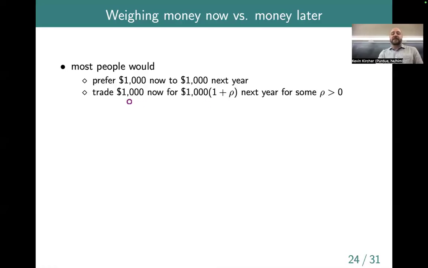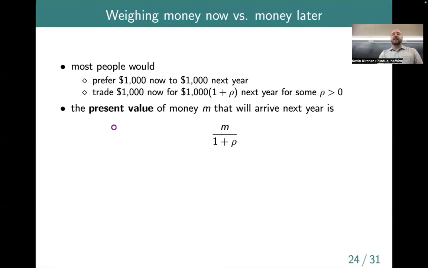So for that reason, you'd probably trade $1,000 now for $1,000 times some positive factor later. If this factor rho is basically better than what you can make on your own through whatever investments you like to do, you might say, yeah, it would save some hassle and whatnot, sure, I'll go with that. Okay, so economists use this to talk about the present value of money. If some amount of money M will arrive a year from now, then the present value, or the discounted value, is just that amount divided by this factor 1 plus rho. So divided by 1.05, 1.1, something like that.